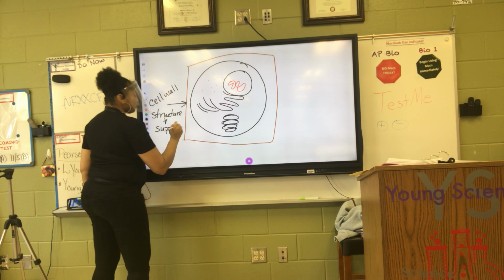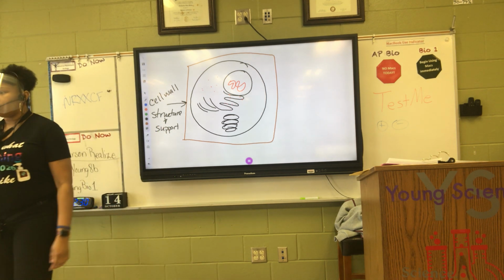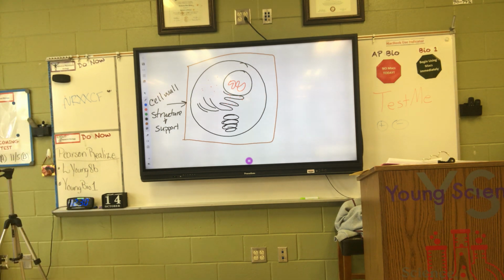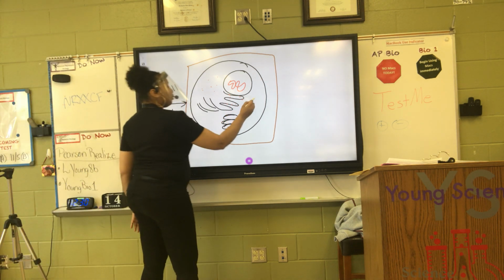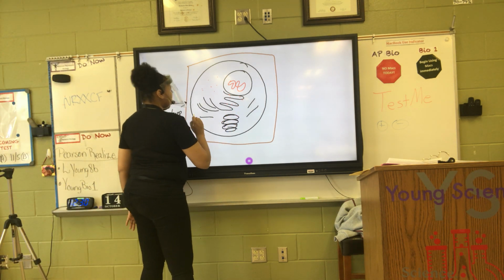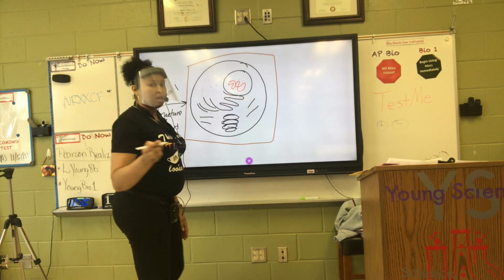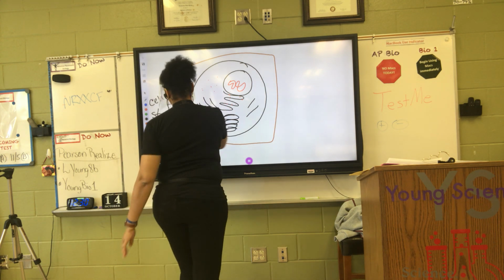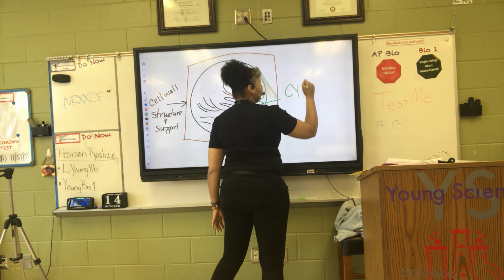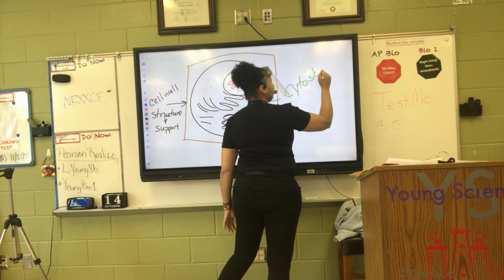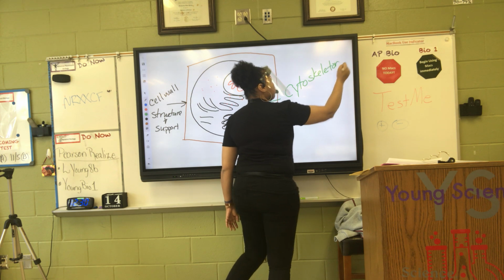So if we're looking at the difference between a plant cell and an animal cell, a plant cell will have a cell wall for structure and support, but an animal cell would not. What an animal cell would use for structure and support would be microtubules, microfilaments, and stuff. You don't need to know the specifics of those, but they are called the cytoskeleton. Now, let's break down this word.